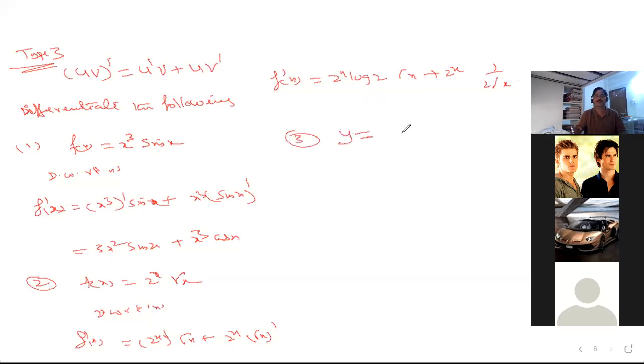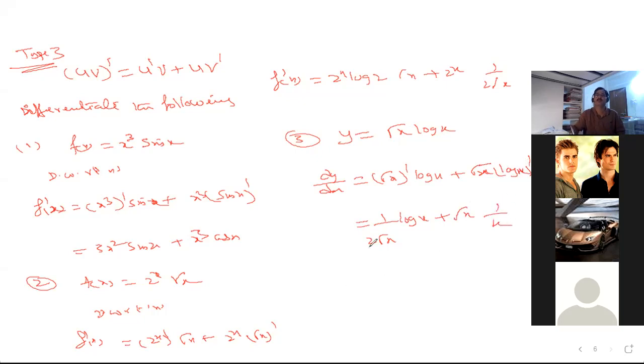Third one. Suppose I write y is equal to root x log x. How are you going to do it? dy by dx is (root x) dash log x plus root x into (log x) dash. Everybody make it serious and do well, while writing all 4 cases minimum. Root x is okay. Here the log x derivative is 1 by x.